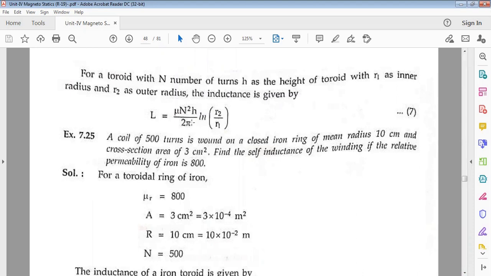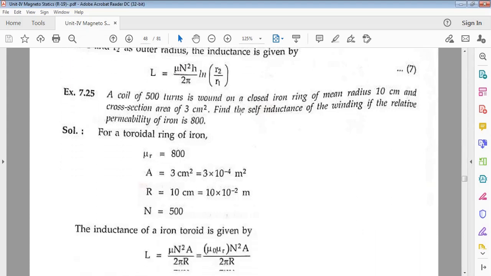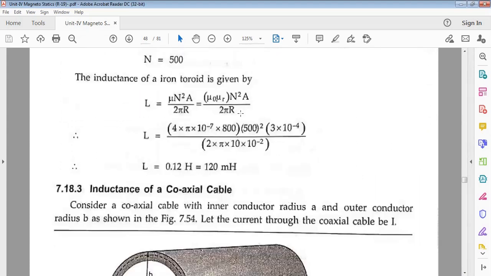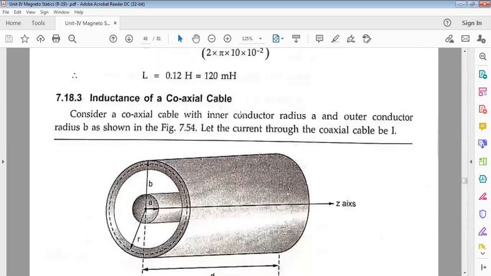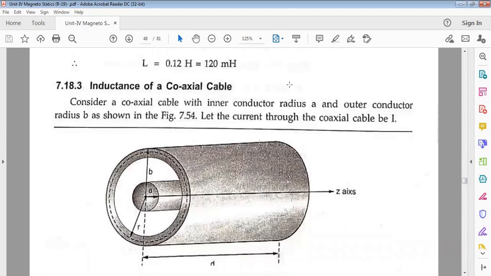So we are not taking here the capital R, the total toroid radius. If the inner radius of the toroid is R1 and the outer radius is R2, then it is ln of R2 by R1, and A becomes H: mu N square H by the 2 pi ln of R2 by R1. Okay, that is the inductance of a toroid.